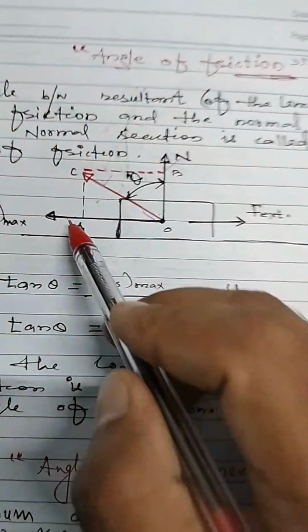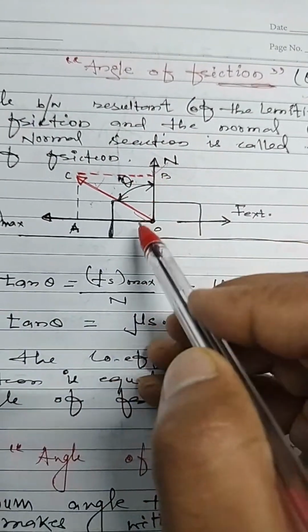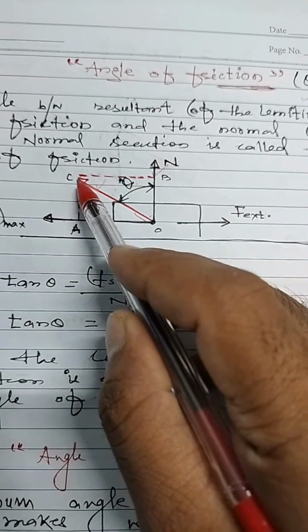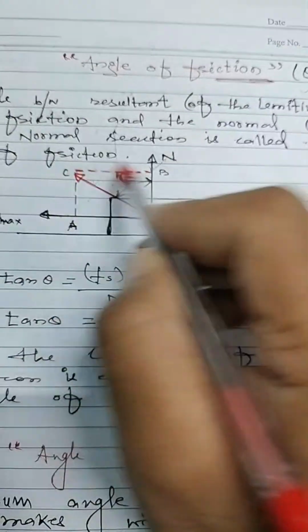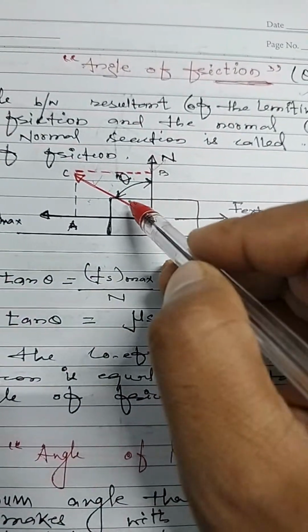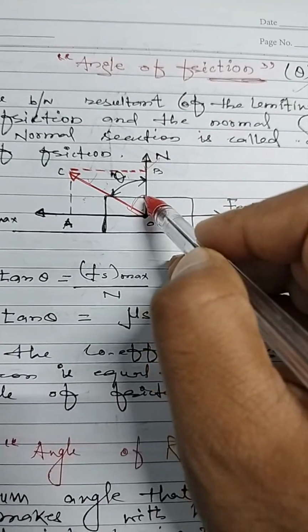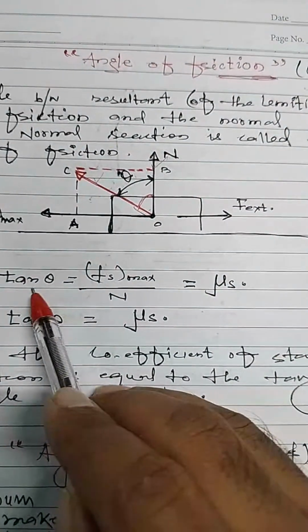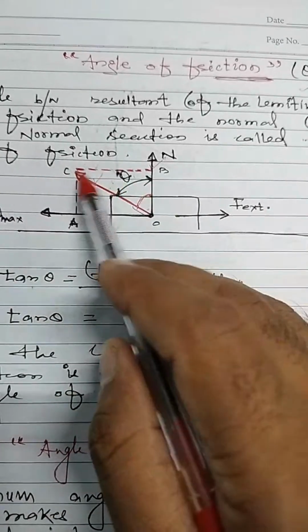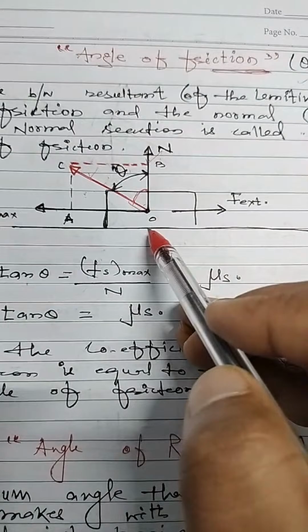Now here we can complete a parallelogram, and by applying the law of parallelogram, here we have a triangle OBC. In triangle OBC, if this angle is theta, then tan theta is P by B, and P is CB, B is BO.